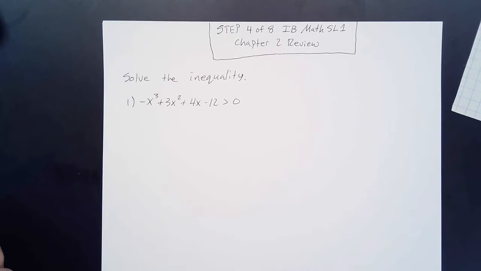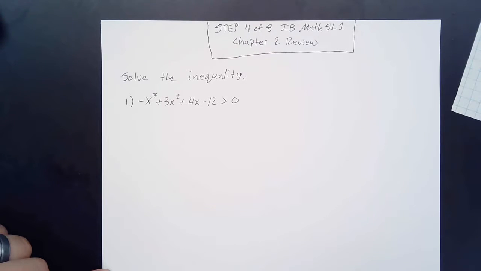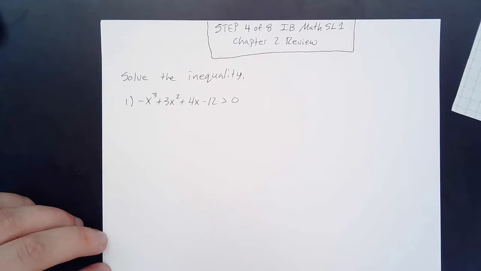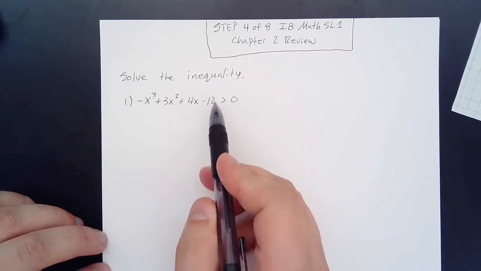Here is the video for step 4 of 8 for our chapter 2 ladder review. Number 1 for this step is solving this inequality, and what we're going to want to do here is factor this cubic polynomial.